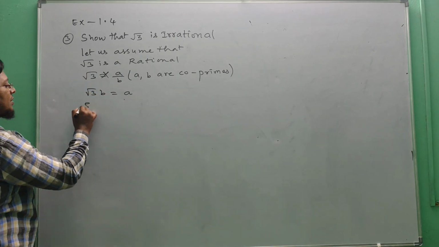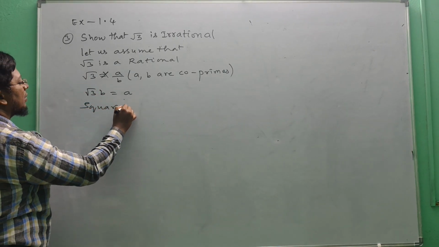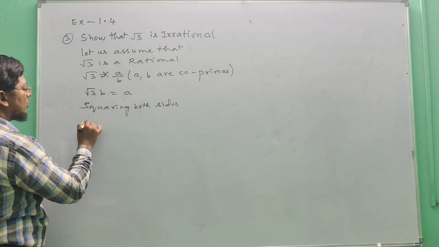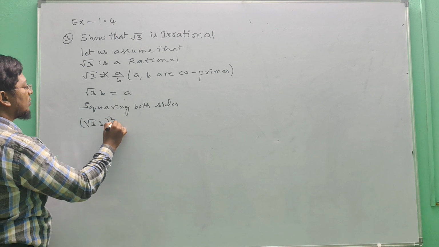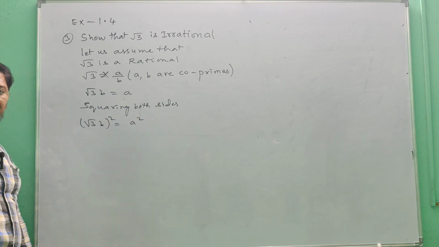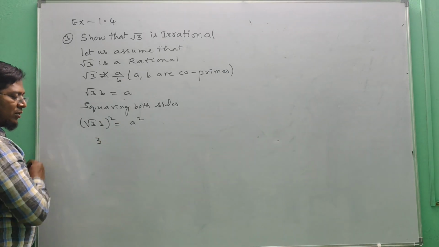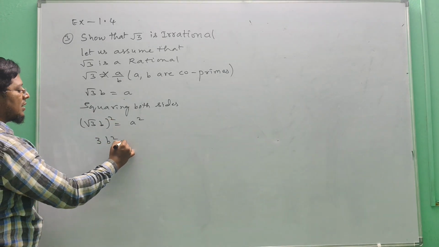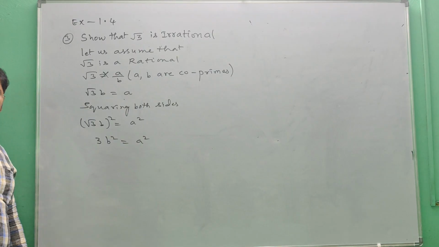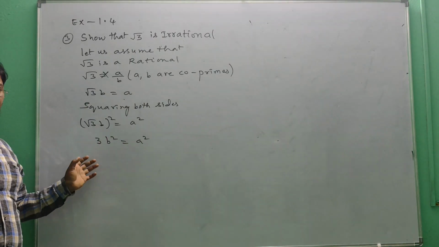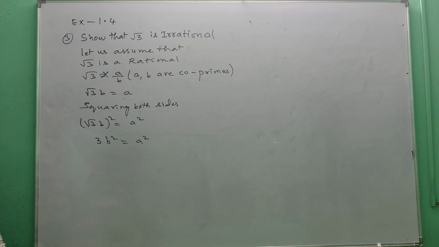Next step, squaring both sides. So root 3 b square is equal to what? a square. So what is root 3 square? Yes, very good. 3b square is equal to what? a square. How do we read this? The theorem: p divides a square, p also divides a, p is a prime.